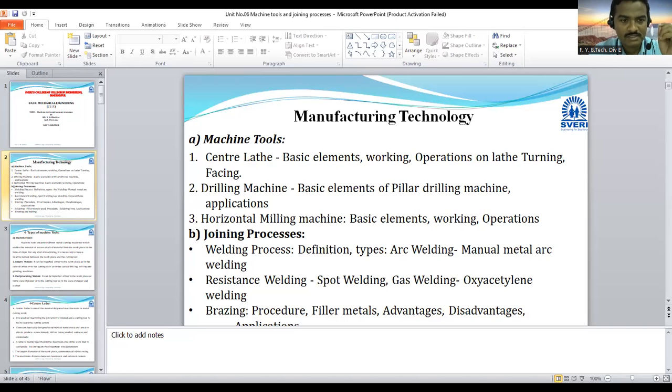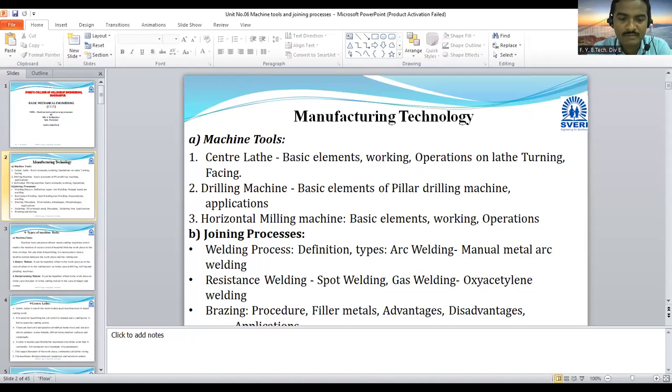Okay, you can see the syllabus. First is center lathe, in that basic elements, or you can say parts of the lathe machine, then working, operations on the lathe machine. Okay, so different operations can be performed on the lathe machine, but very specifically they have given that you have to study only turning operation and facing operation. Then second is drilling machine. In this you have to study the basic elements of pillar drilling machine, and working of the same. We also have to study the operations performed on the drilling machine.